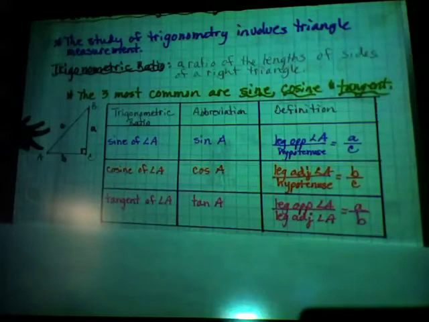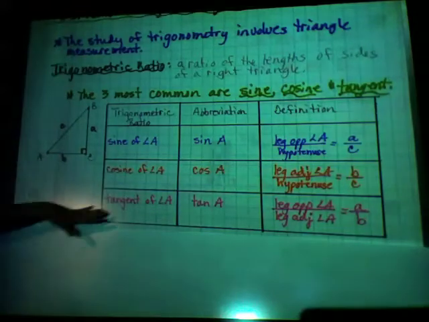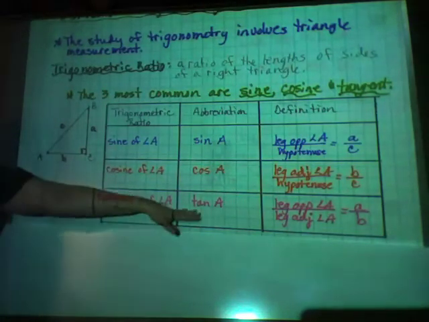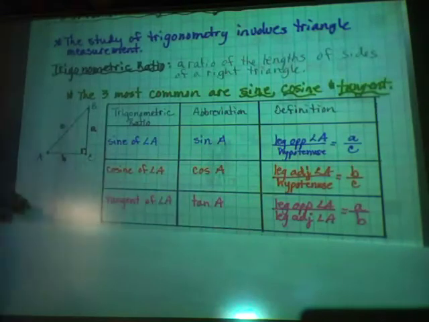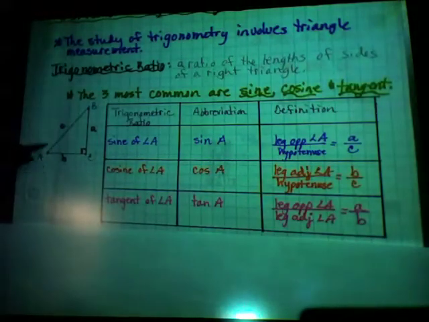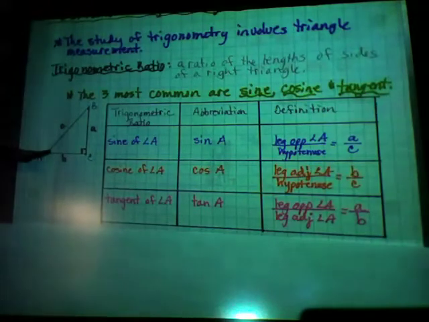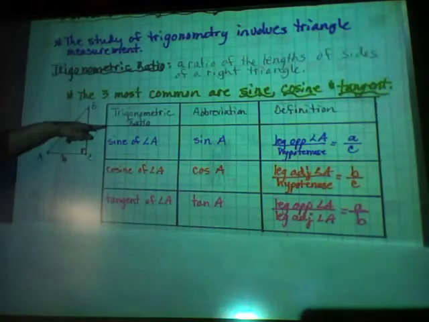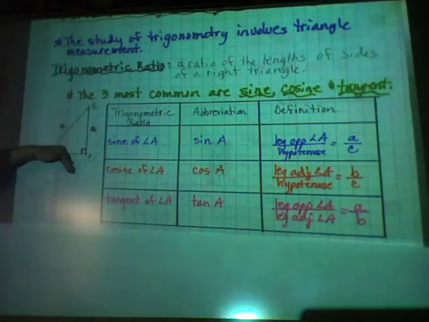Hypotenuse will nearly always, for sine, cosine, tangent, be in the denominator. You'll learn some inverses, and then that'll change. But for right now, tangent is abbreviated tan, and it's the leg opposite over the leg adjacent. So again, this is still my angle of reference. Leg opposite is a, and leg adjacent is b.